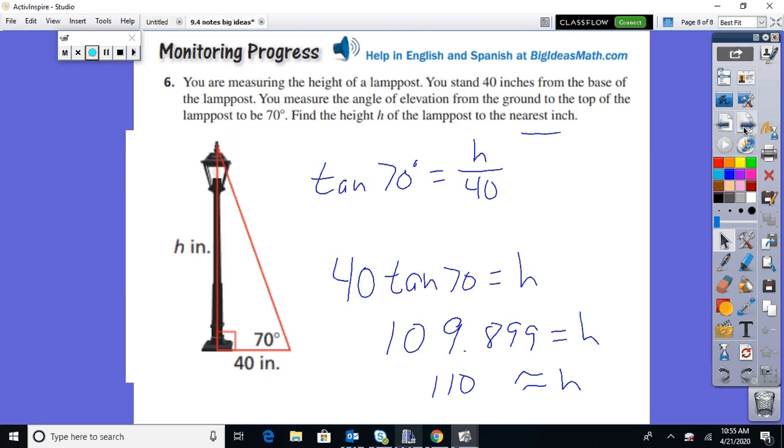All right. Here we are again, wrapping things up. Measure the height of a lamp post. You stand 40 inches from it. You measure the angle of elevation from the ground to the top, 70. So you got your angle. So the tangent of 70, opposite over adjacent, h over 40. So 40 tan, and you multiply both sides by 40. All right, so 40 tan 70, about 110 inches. Nearest inch again. All right, so that wraps up tangent, my friends.